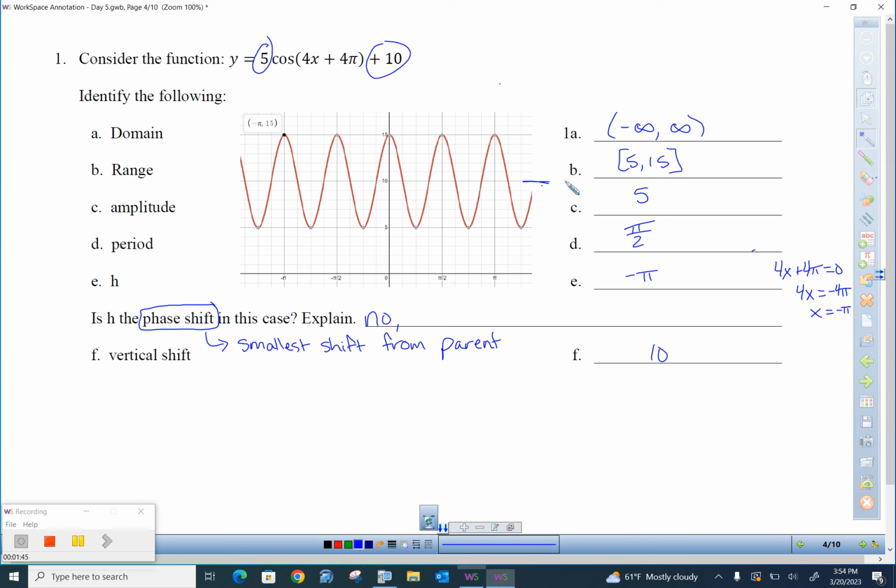From our midline, k, of this 10, we're going to go up 5 and we're going to go down 5 to get our minimum and our maximum of 5 and 15, always included for that. Okay, period on a graph, you find it when you complete an entire lap. So for us, that's easy to see from maximum to maximum, which is from 0 to pi over 2, or a distance of pi over 2.